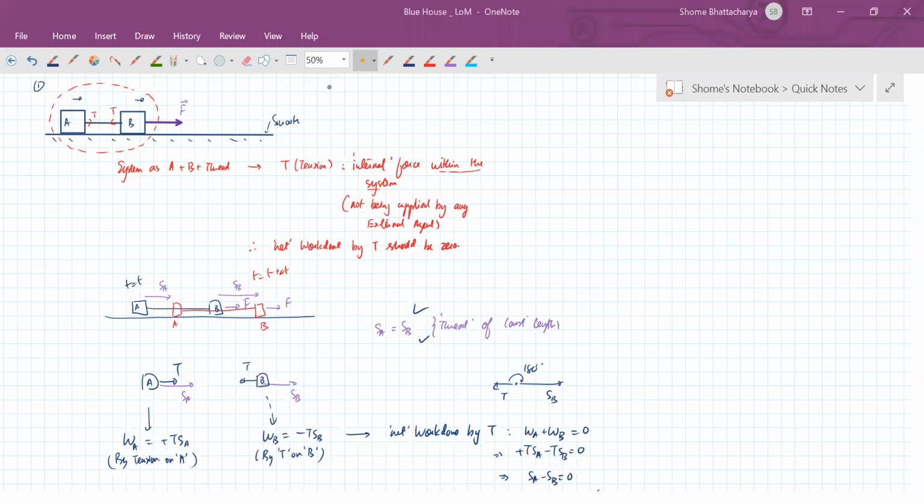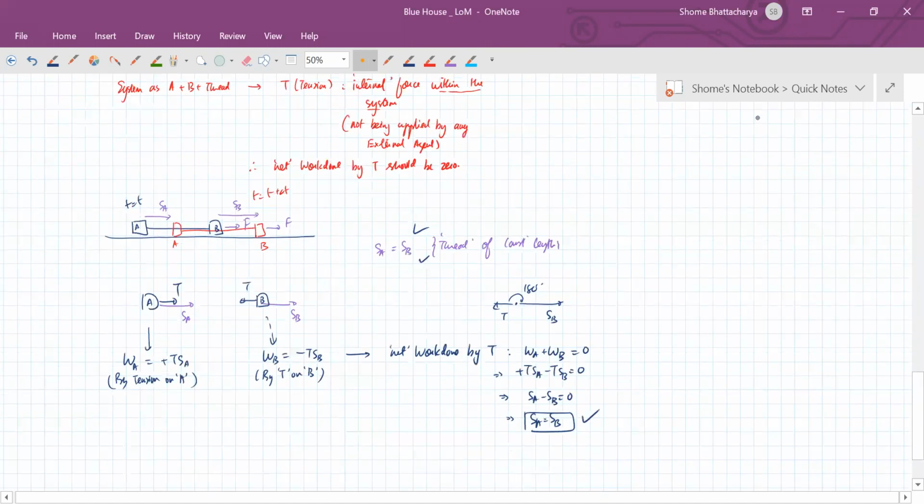Okay, now let us see the working of this in another situation. The tension in the string will be uniform, that we have already seen because it's a massless string. It just proves that here the accelerations will be the same because displacements are the same. Proves this also. So they will have common acceleration.